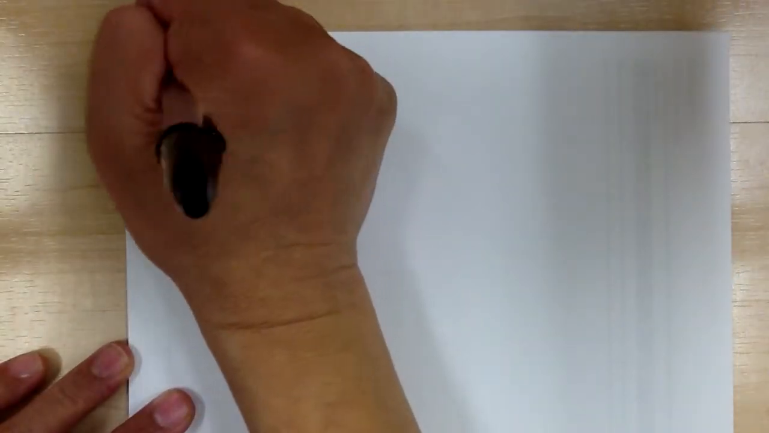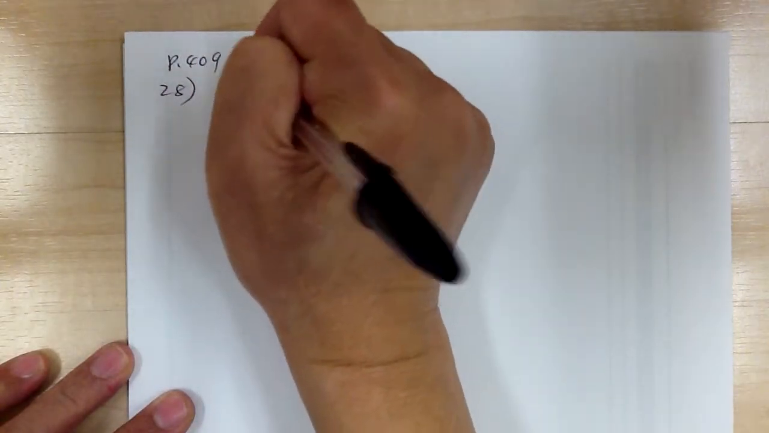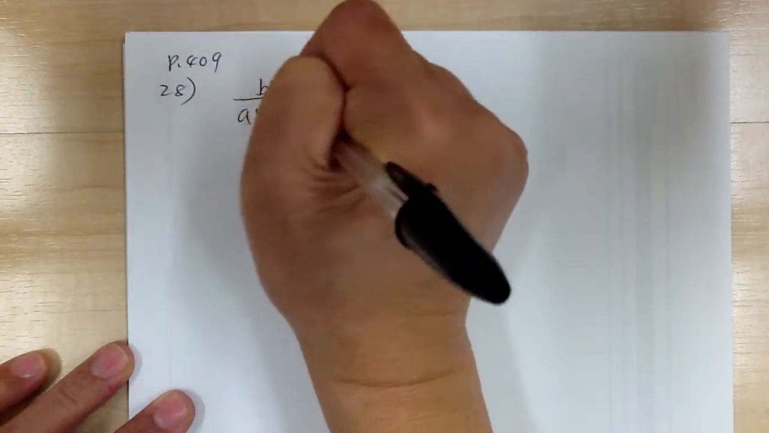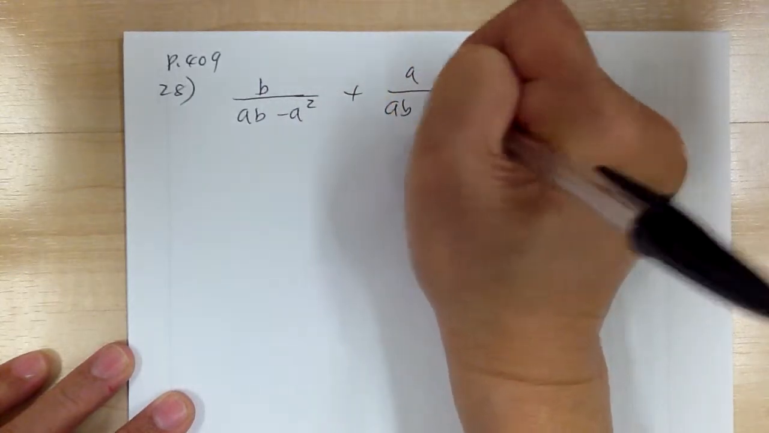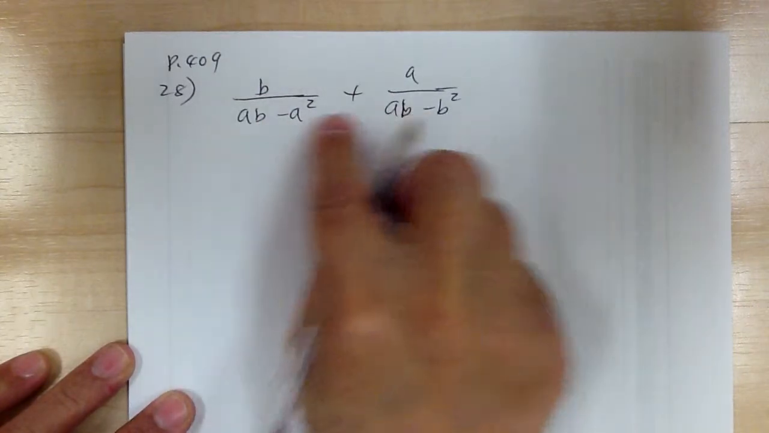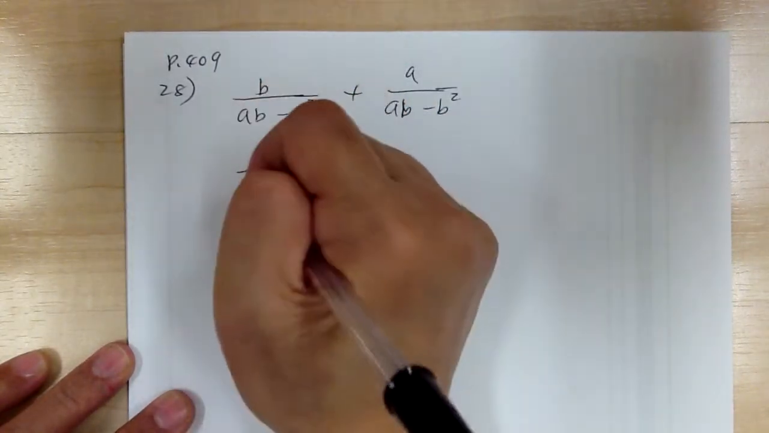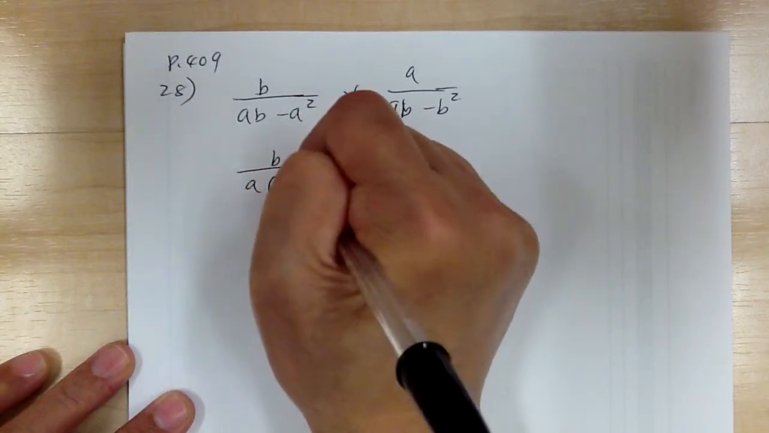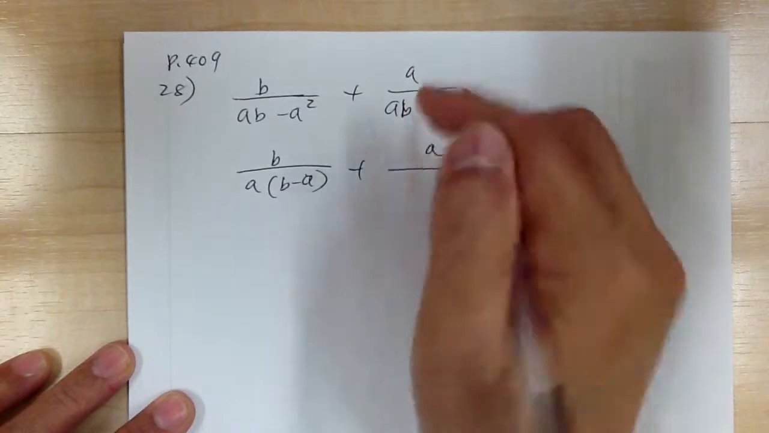Okay, let's go to 28. You have b over (ab minus a squared) plus a over (ab minus b squared). Again, as soon as you see addition or subtraction, those are terms, so you have to do the factoring. So step 1, common factor: you can factor the a here, and over here you can factor the b.